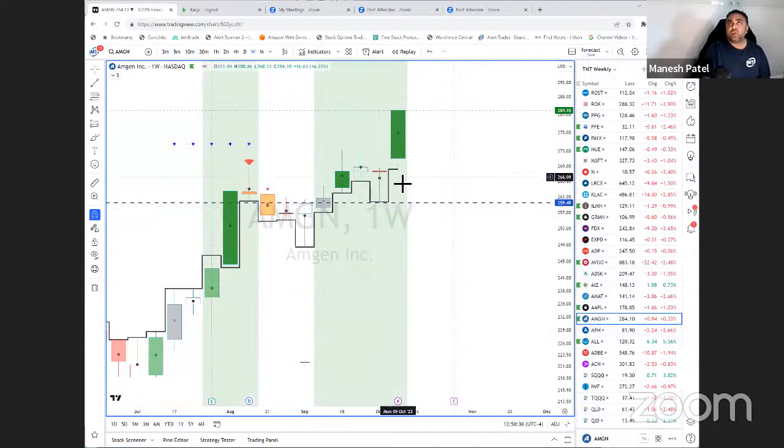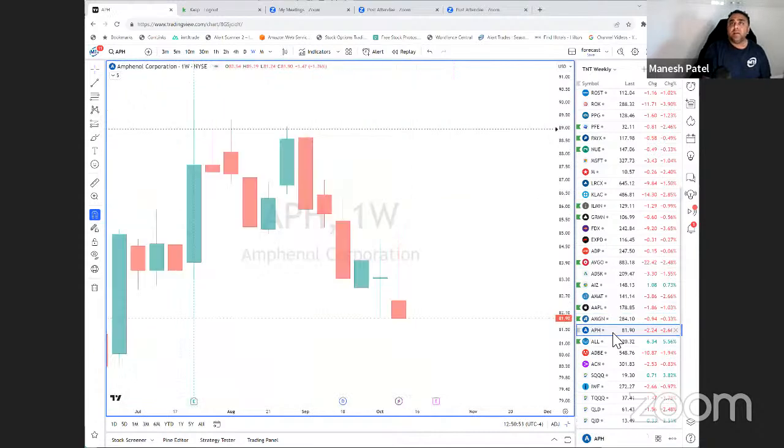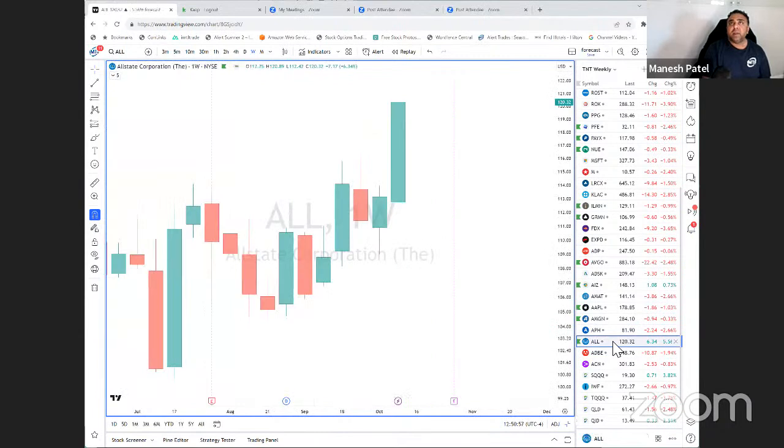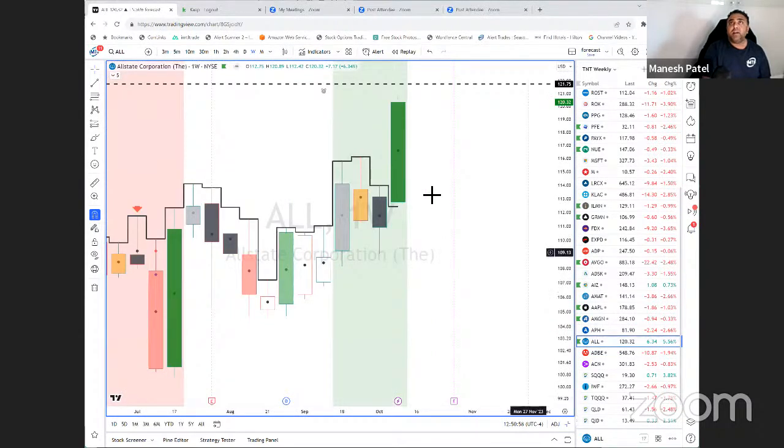Amgen, another bullish trade. This one gapped up. So what happens in this scenario is it gaps up, has to come down to your entry, which it did. We entered at that point, and now we're profitable at the end of the week. APH, no trade. ALL, shade, entered here, was profitable.